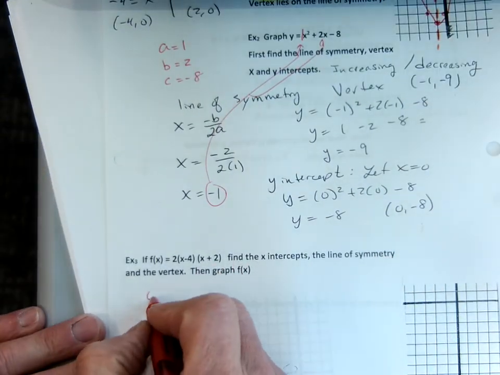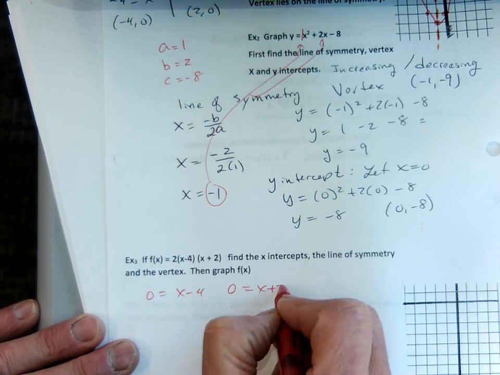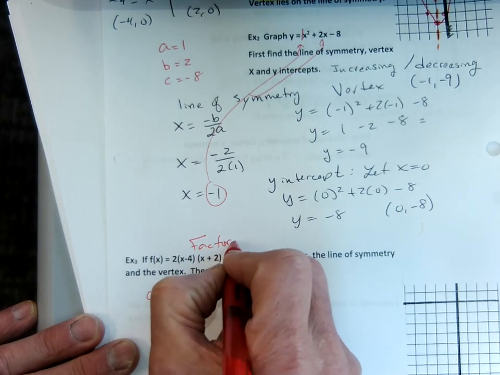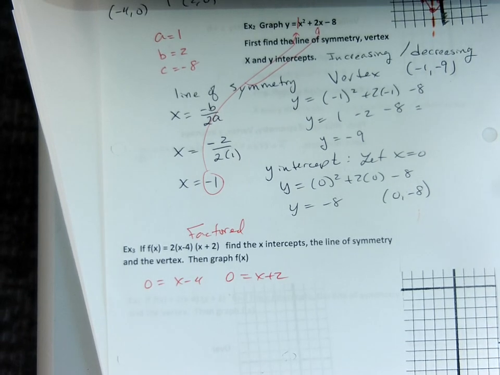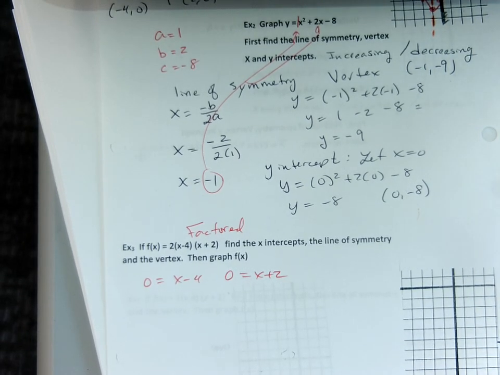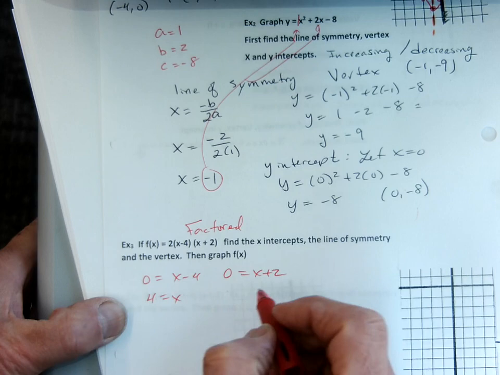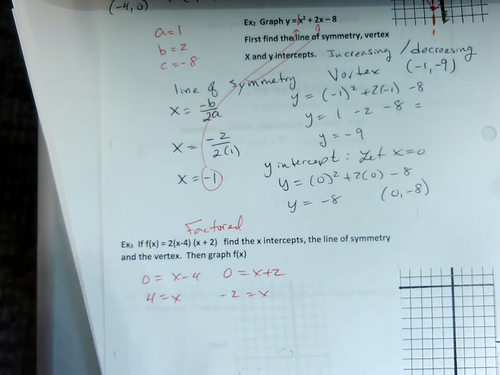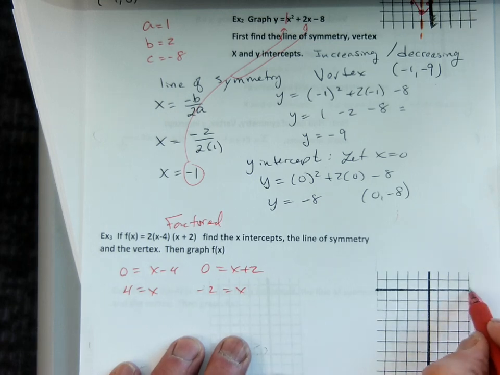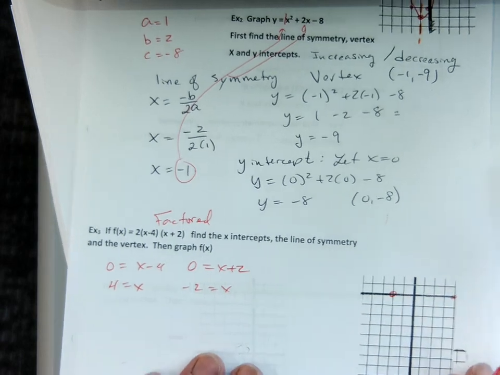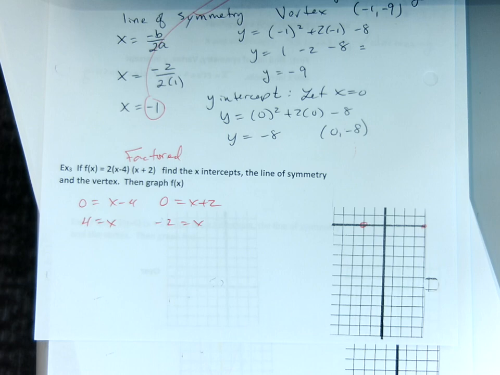I'm going to say 0 equals x minus 4, and 0 equals x plus 2, because it's already factored. Don't worry about the 2, okay? The 2 is just going to make it steeper. It won't change the zeros. So one of the zeros is 4, and the other zero is negative 2. Okay, so let's put that on my graph. 4: 1, 2, 3, 4, and negative 2. You with me? It was already factored.